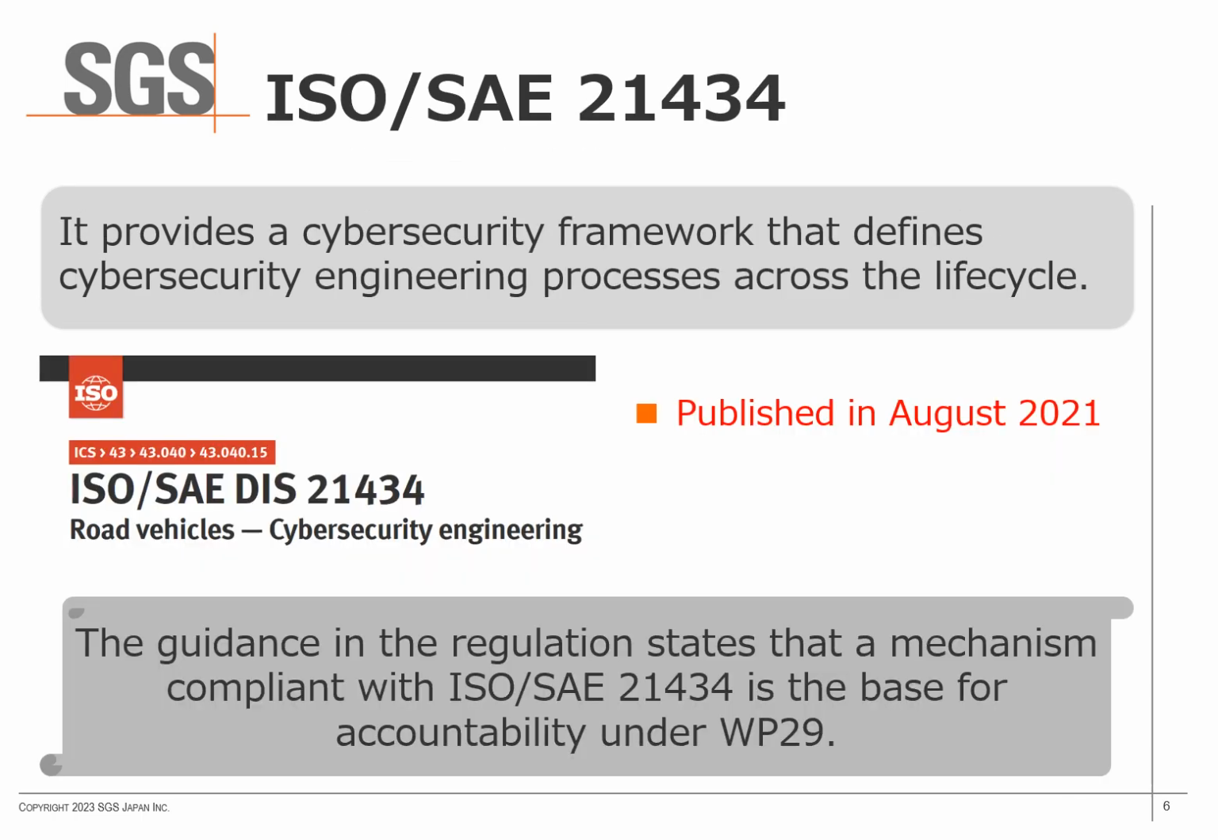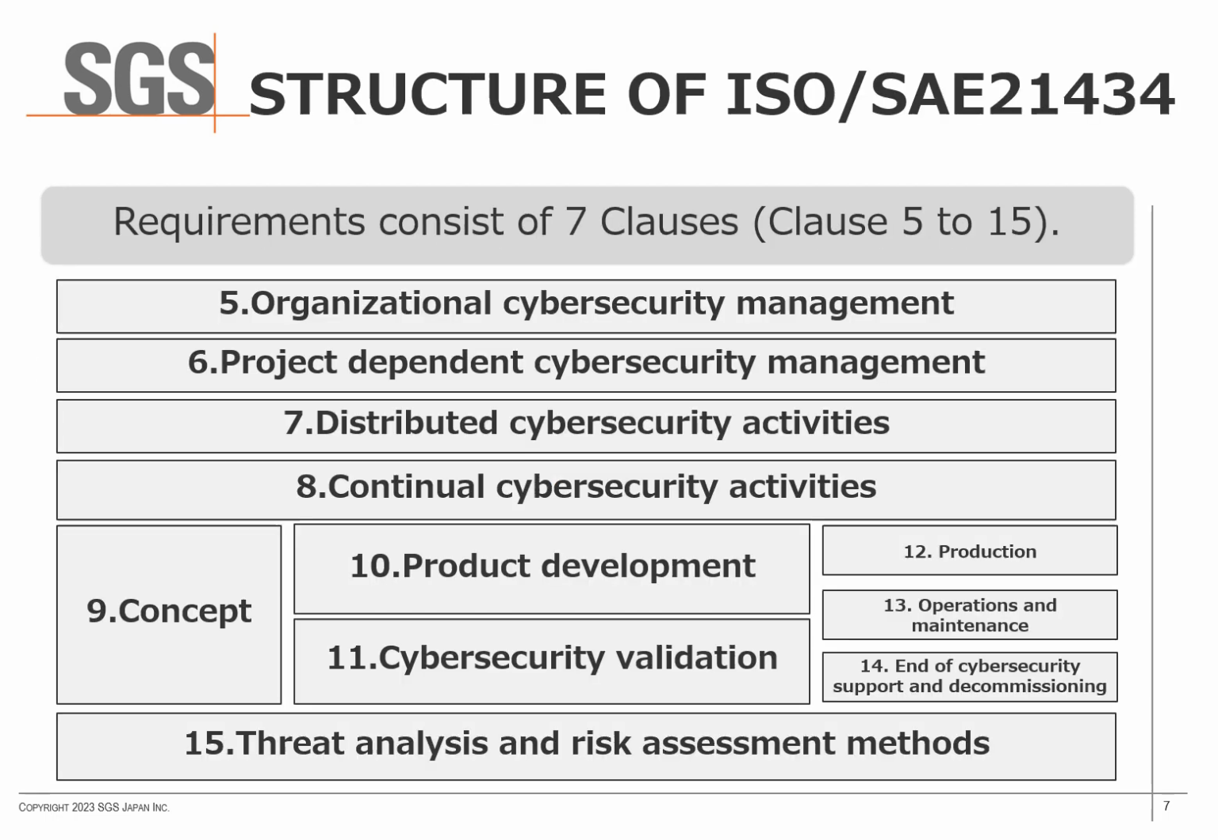The Automotive Cybersecurity Standard ISO 21434 provides a framework that defines the engineering process for cybersecurity across the life cycle. It was published in August 2021, and the guidance in the regulation says that a process compliant with ISO 21434 is going to be a base for accountability under WP29. The requirements of ISO 21434 are structured into 7 chapters, chapter 5 to 15. So I'll explain an overview of each chapter from now.